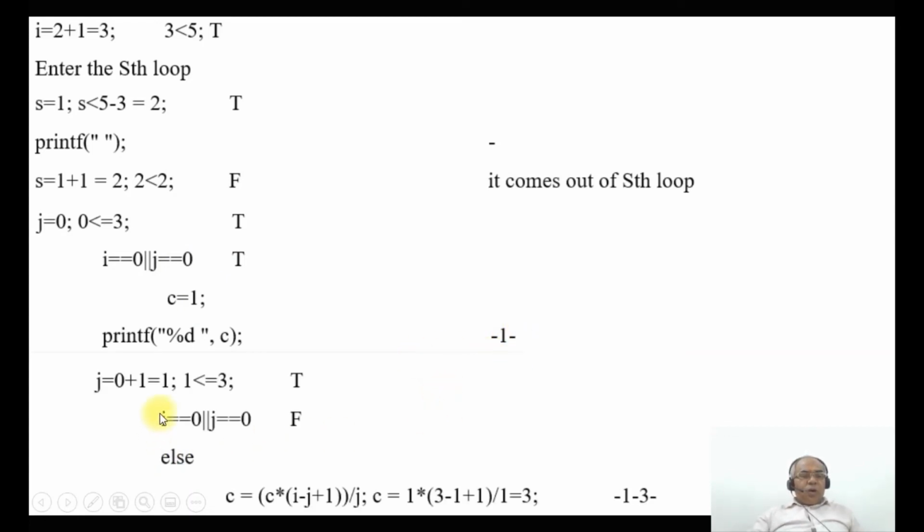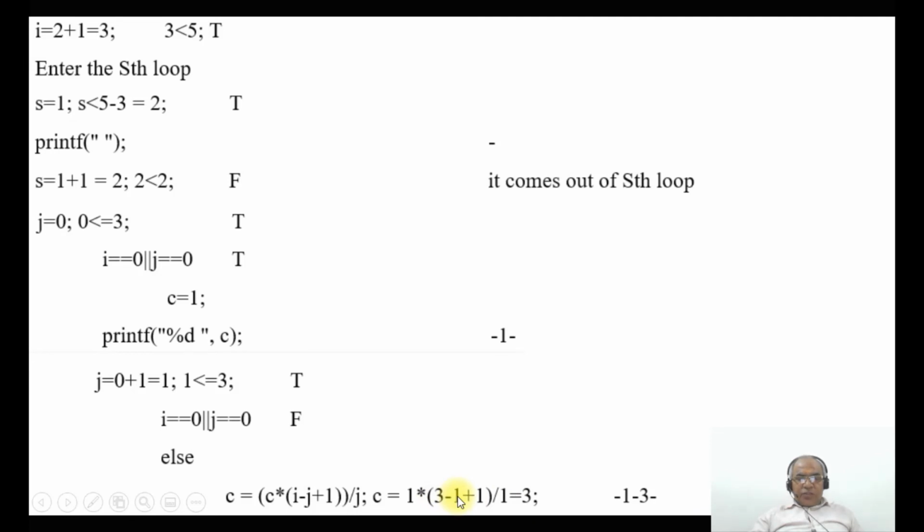Then j is equal to 1, which is less than or equal to 3, so the condition is true. I is 3, not 0, and j is not 0, so the condition is false. So it takes the value of c as 1. The I value is 3 minus 1, j value plus 1, and the entire thing is divided by 1.